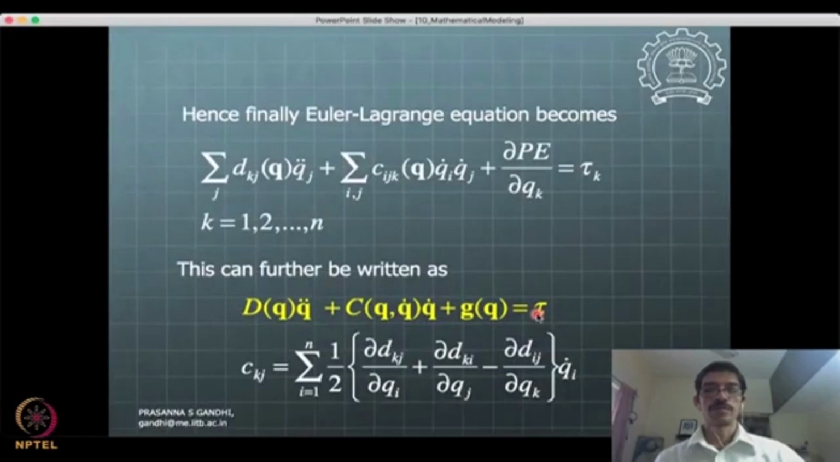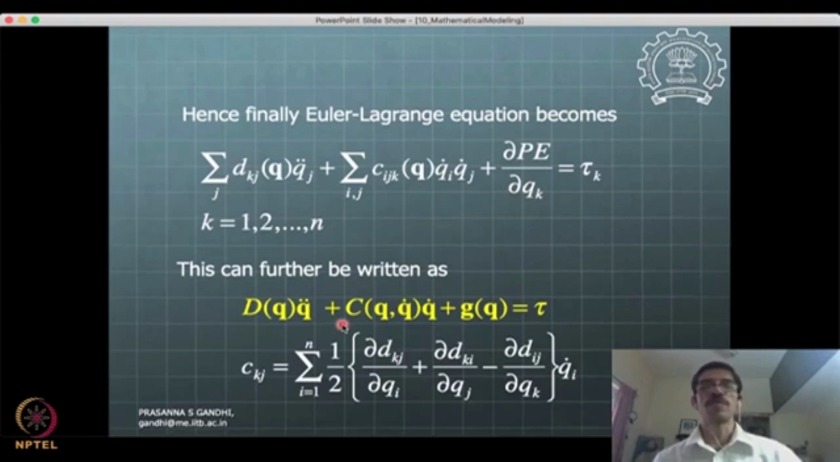Okay, so this way we defined this C matrix. One rearrangement is done to get to this form, and in this form you will find that when you define the C matrix this way, you get the property that D dot minus 2C is skew symmetric. That can be derived and shown, but we'll not get into the depth.